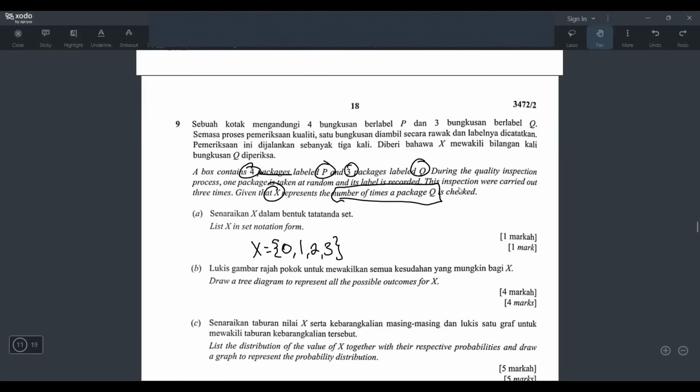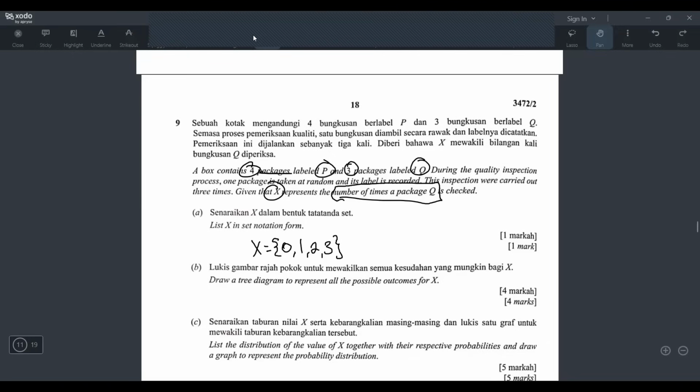So they never said whether it's without replacement or with replacement, right? But let me tell you something. Even though they didn't say, this one is with replacement. What does with replacement mean? It means the probability of the second selection will be the same as the first selection. Because with replacement means after I take the first package and record the label, I will put it back before taking the second one.